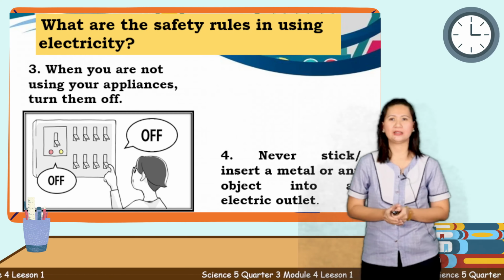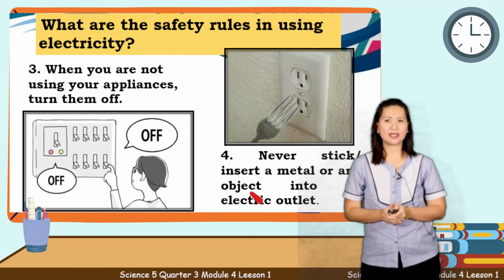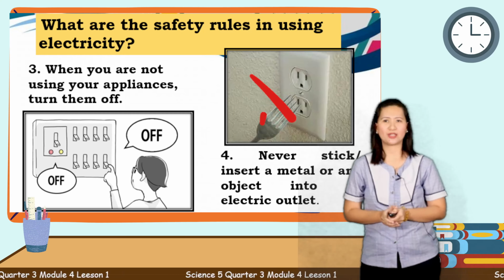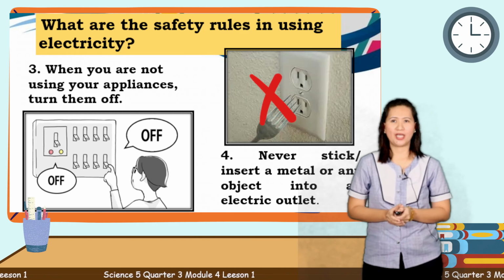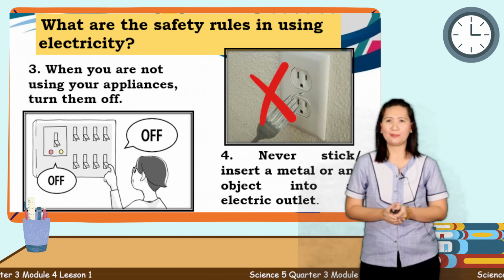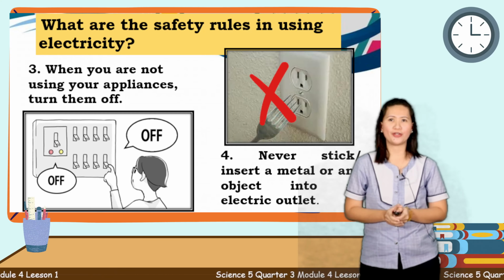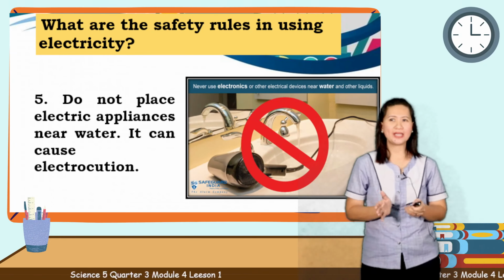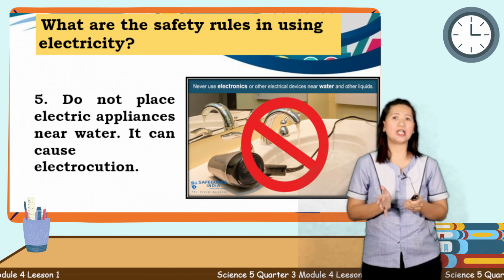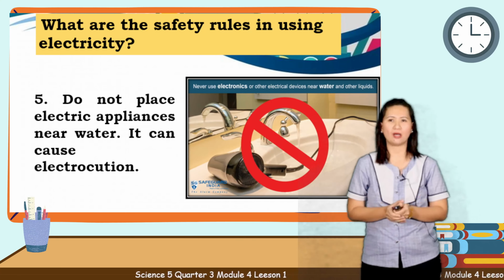Number 4, never stick or insert a metal or any object into an electric outlet. Okay, so the metal there is a conductor of electricity. So, a big no for that. Most especially to all children and young learners out there. Don't do this. Number 5, do not place electric appliances near water. It can cause electrocution or electric shock.